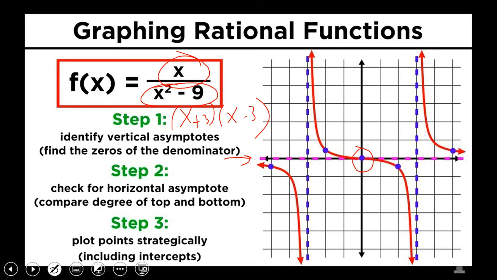Remember that even though at 0, 0, you are crossing the horizontal asymptote, that's okay. Horizontal asymptotes by definition are considered end behavior. So you would have to approach the horizontal asymptote all the way to the left side of the graph and all the way to the right side of the graph, but you are allowed to cross it in the middle. So don't forget that that's an option.